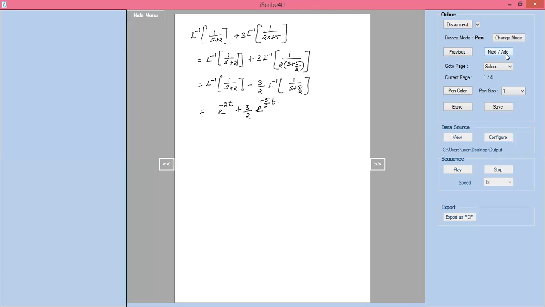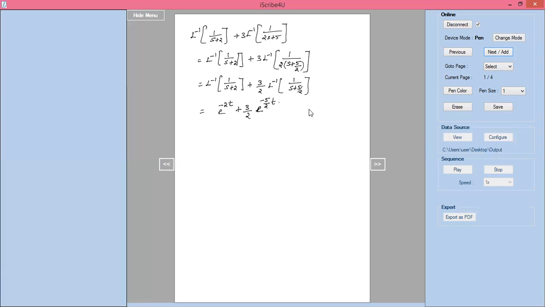This is the solution for this. Why have I taken 2 outside from 2s plus 5? Because I don't have a direct formula for a constant into s plus a constant. So whenever a constant is multiplied with s, that term we should take out and then we can simplify.